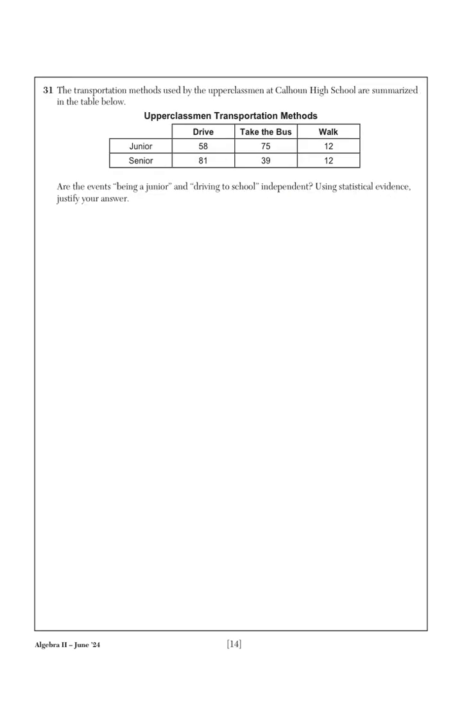I'm going to use J for junior and D for driving to school. And they want to know if they're independent. So the rule for independent is probability of J and D equals the probability of J times the probability of D. If the two, the left and the right hand side, are equal to one another, then they are independent. If they're not, then they're not.